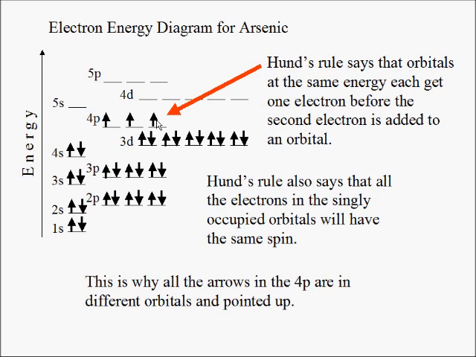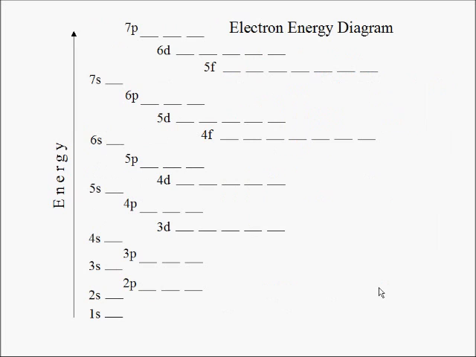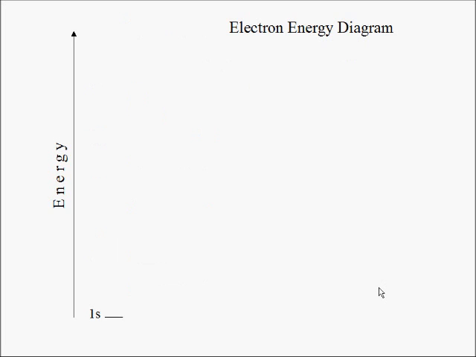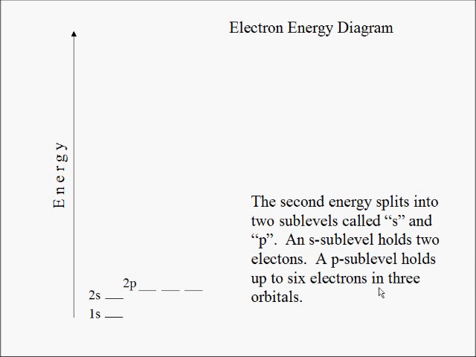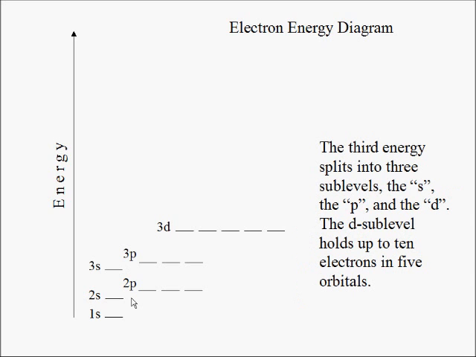So again, we have our electron energy diagram. We can break it down into its component parts. Starting with the 1s, then the 2s and the 2p, notice how these go together. These constitute the 8 electrons in the second energy level. We keep on going up. We have the third energy level with its s, p and d sublevels. So now we can hold up to 18 electrons.